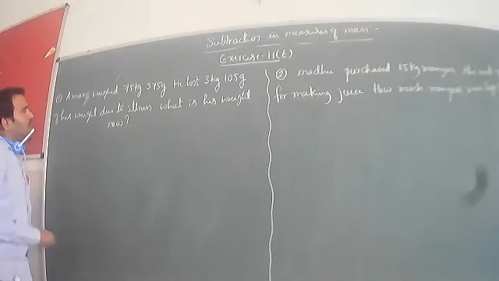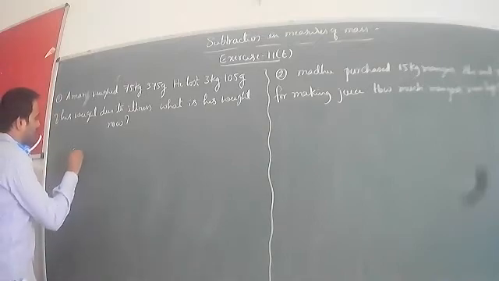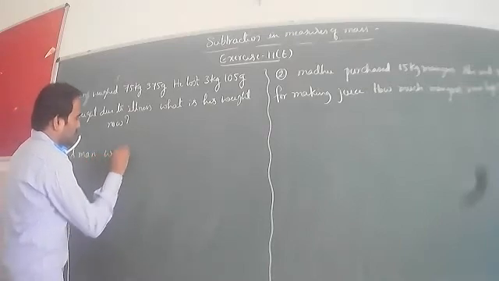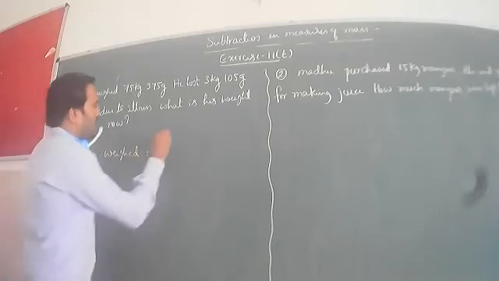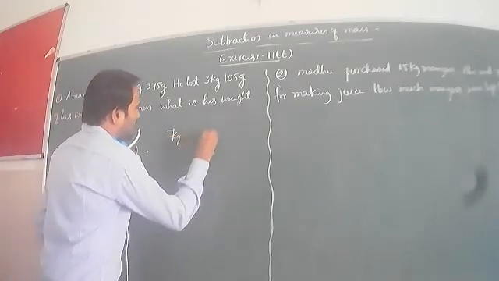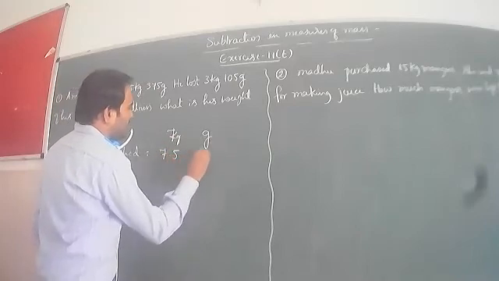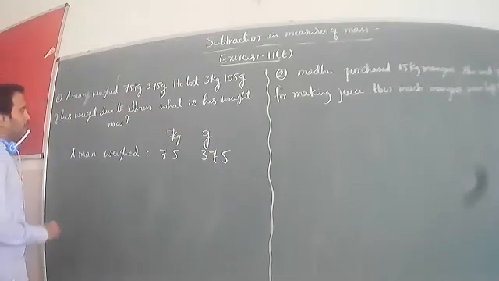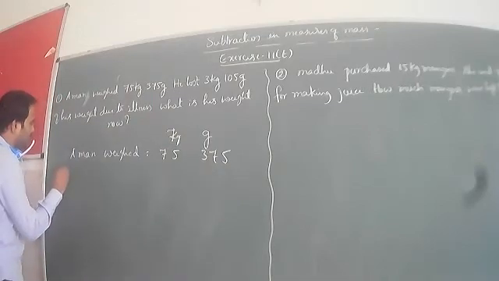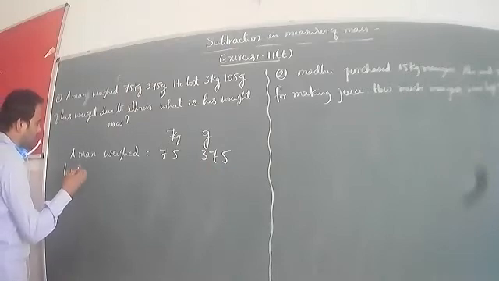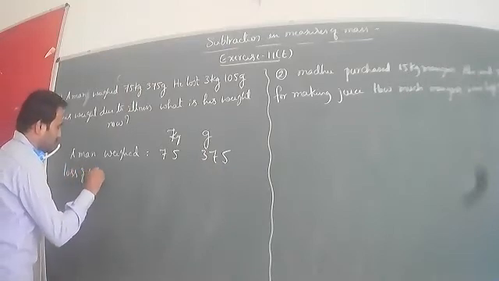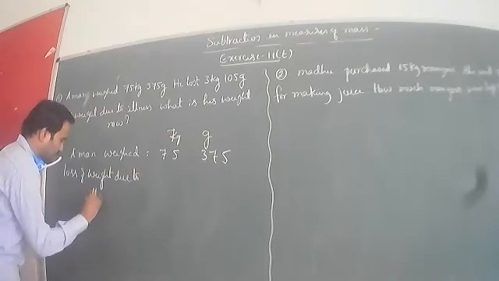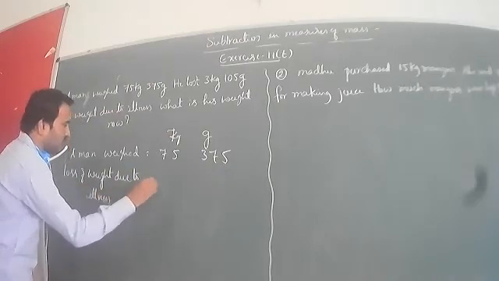First, the weight of the man. What is the weight of the man, in kg and gram? He is 75 kg, 375 gram. Next, the loss of weight, due to what? Illness. Illness means the health is upset.